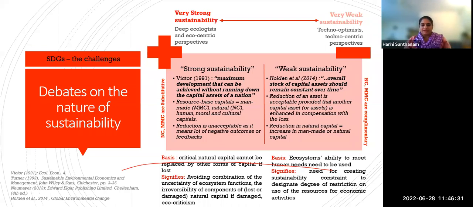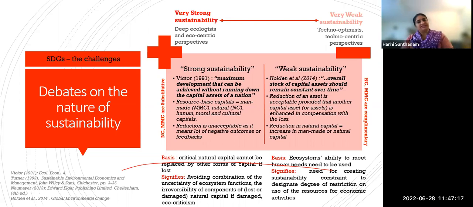So this includes, number one, the resource-based capitals like the man-made resources and natural resources, which also include human, moral, and cultural capitals. What we call man-made capital, I have denoted as MMC here. Man-made capital is, you can say, a financial reflection of the actual natural capital base that we have. Natural capital, as we all know, is the value of the resources that are present by nature, without us having created any of those assets which are already present in nature.